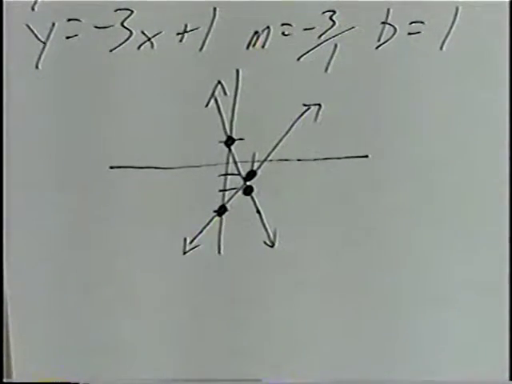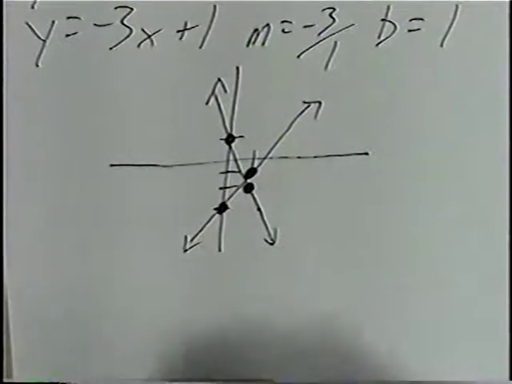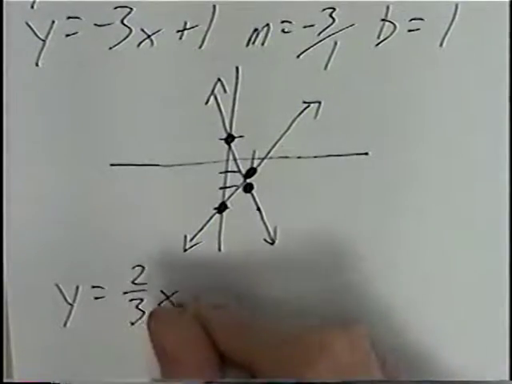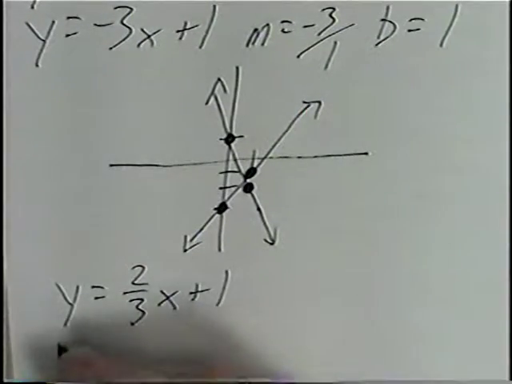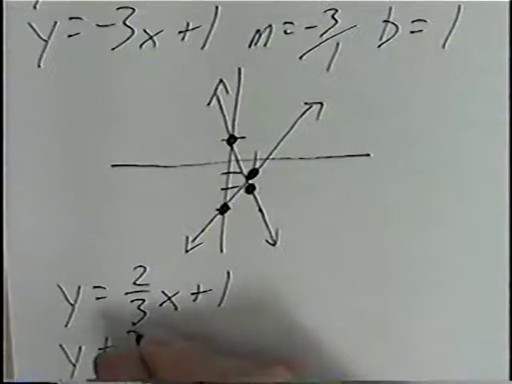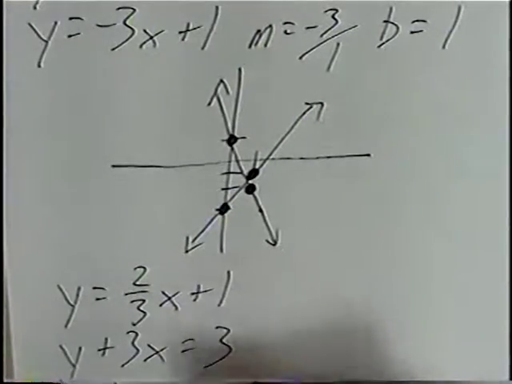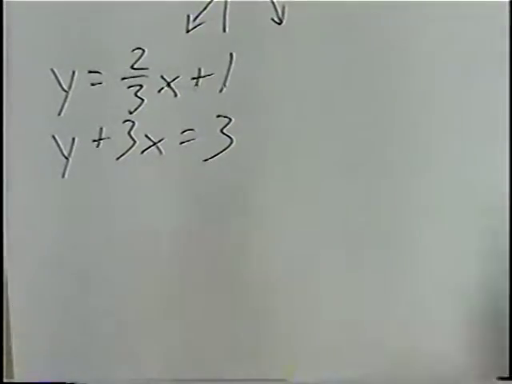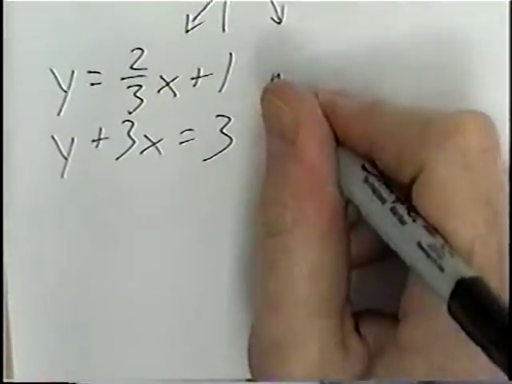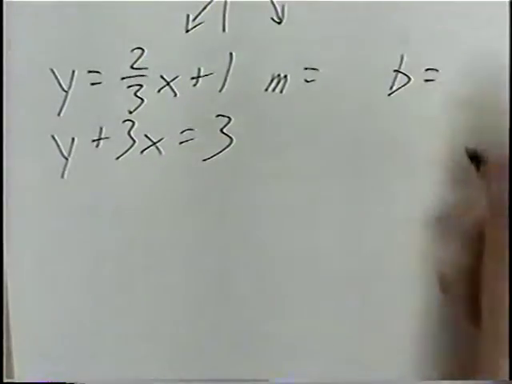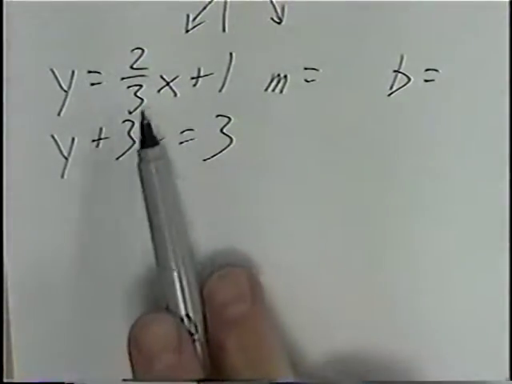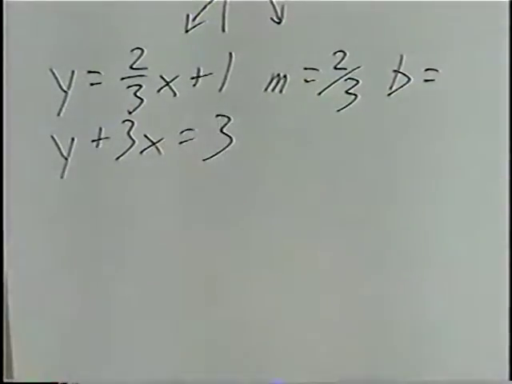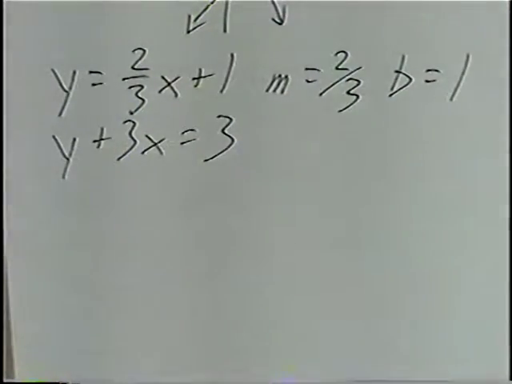Second set of questions and last equations for the section. First equation is y equals 2/3 x plus 1. And the second, y plus 3x equals 3. The first equation is in slope-intercept form, so we can find the slope m and the y-intercept b. The slope, the number in front of x, would be 2/3. And b, the y-intercept, would be 1.